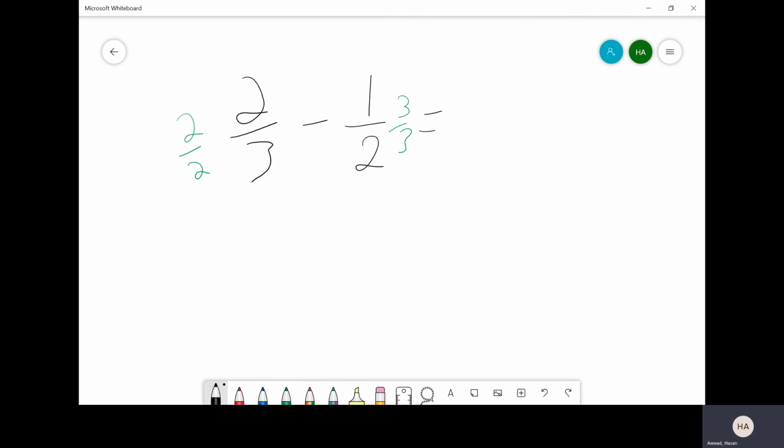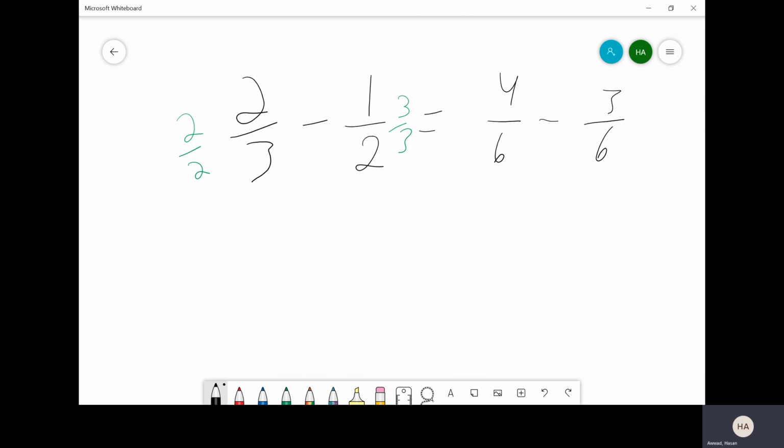And now what we end up getting is, remember, we multiply across. So 2 times 2 in the numerator, we get 4. 2 times 3 gives me 6. So 4/6. And again, that should make sense. 4/6 is the same thing as 2/3, minus 3/6, right? We just did that before.